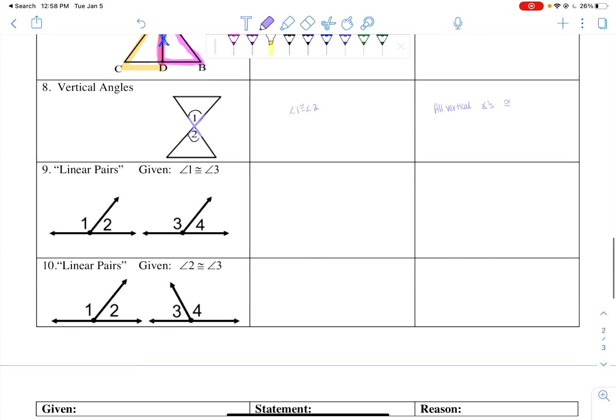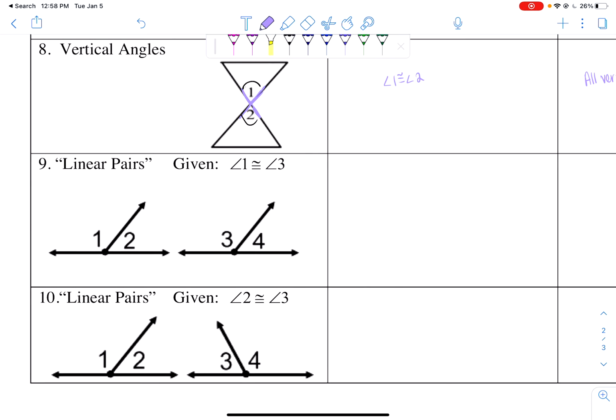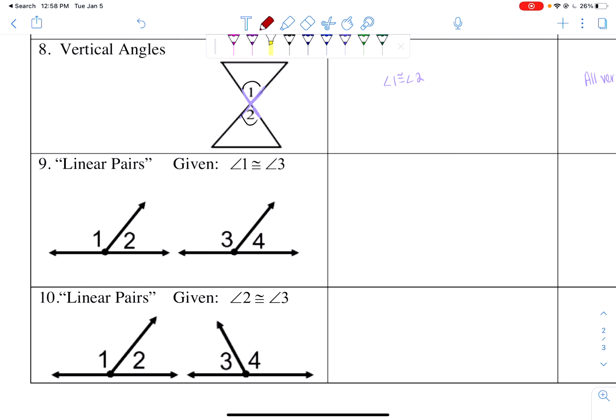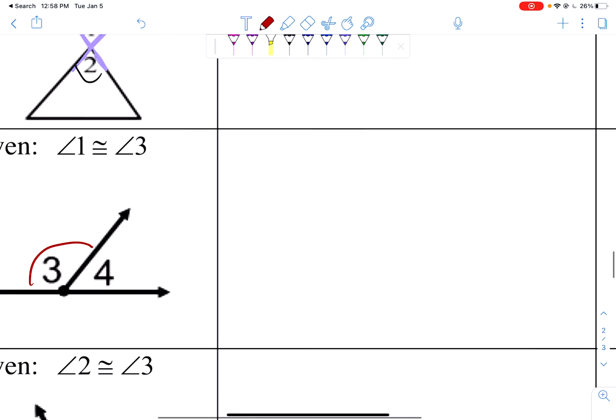Number 9, linear pairs. So we went over linear pairs very briefly in our lines and angles unit, but we never really did a bunch of examples. So how it works is you're typically going to be given angles that are congruent to each other. So in this case, we have angle 1 is congruent to angle 3. What we can say is that since angle 1 and angle 2 are on the same line, they're supplementary to each other. And we can say that angle 3 is supplementary to angle 4 because they're on the same line.